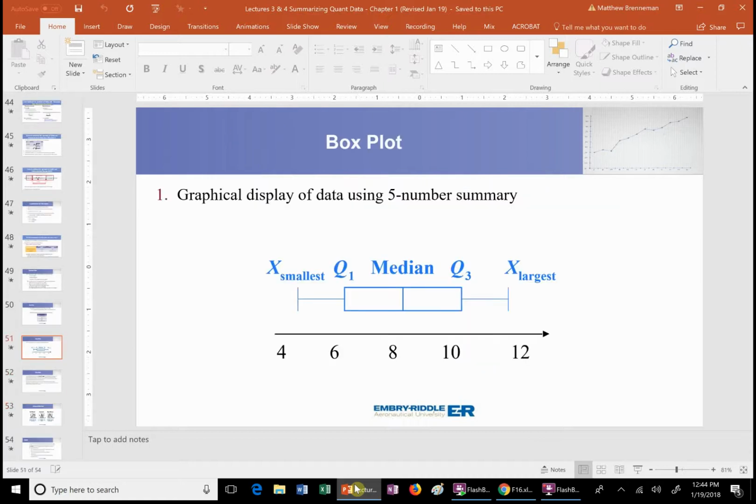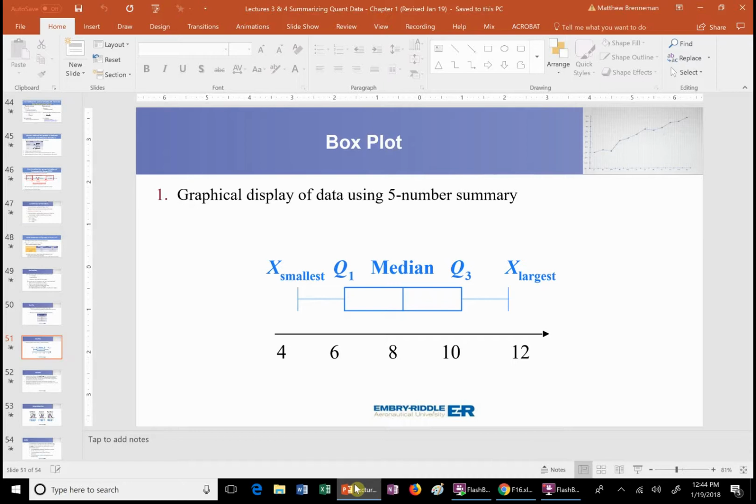The quote-unquote box part, so we draw the box first. The bottom end of the box is at the 1st quartile. The top of the box is the 3rd quartile, and the median is the line in the center. And then we have these whiskers. Sometimes people call this a box and whisker plot. That looks a little bit like a cat, right? There's a whisker out here that goes out to the smallest value, and a whisker that goes to the largest.